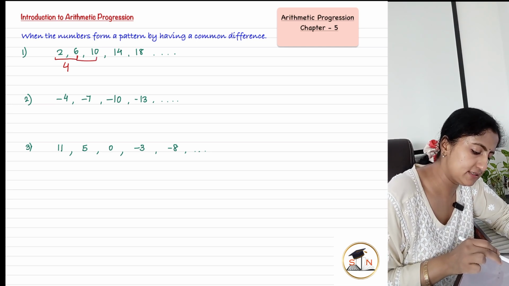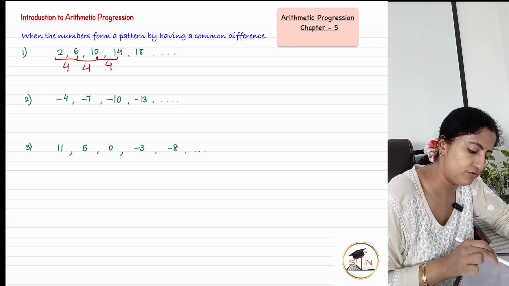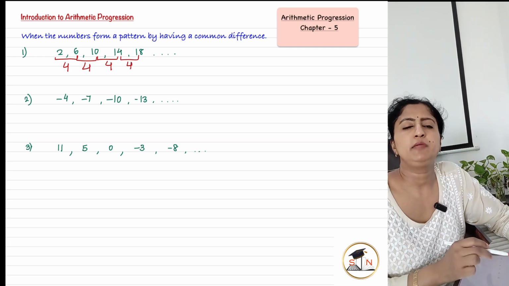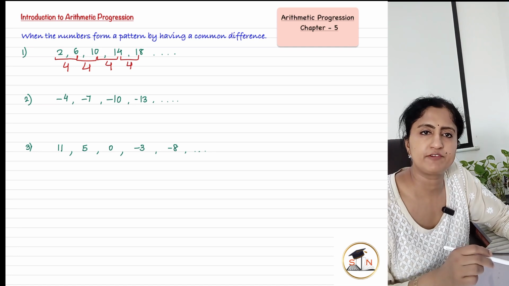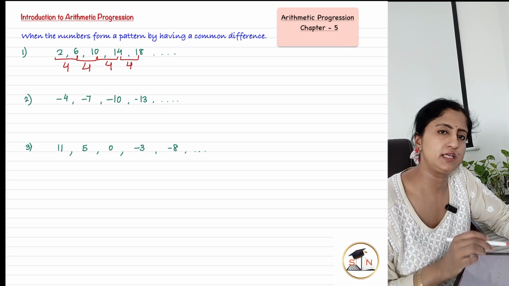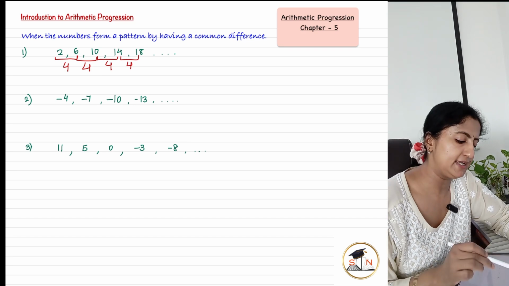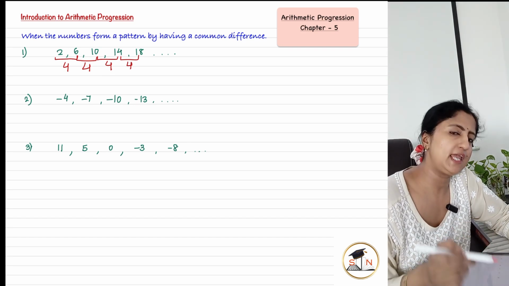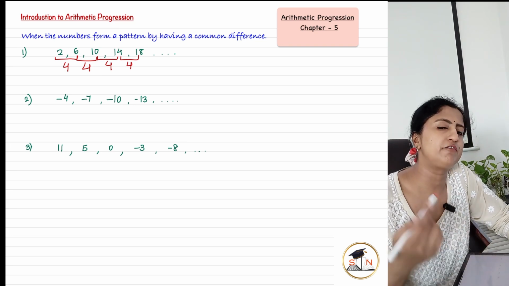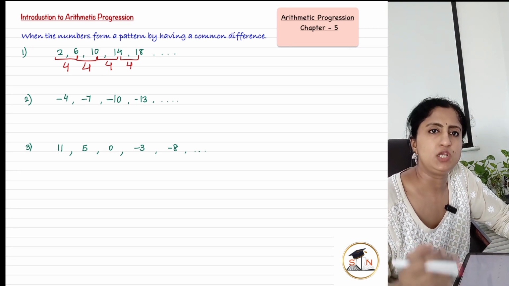10 minus 6 is 4 again. 14 minus 10, 4. 18 minus 14, 4. That means every time we have got the same difference, which makes it a common difference. And when you see that all the numbers in the given series have got the same difference, it is an AP. And if any series of numbers does not have a common difference, or I should say the difference is not the same amongst the consecutive terms, then it is not an AP.